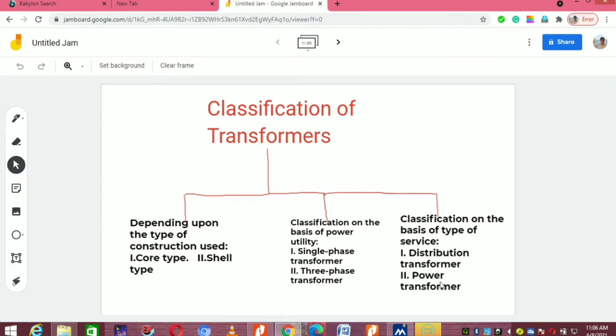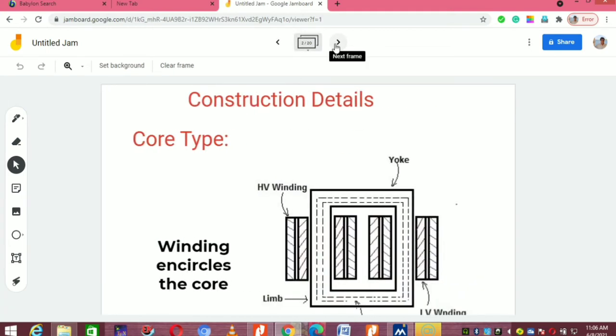But in this lecture mainly we will focus on the core type and shell type transformer, as we are discussing the overall parameters and construction details. So we will focus on core type and shell type. Construction details of core type transformer. So see the core type transformer in this figure.